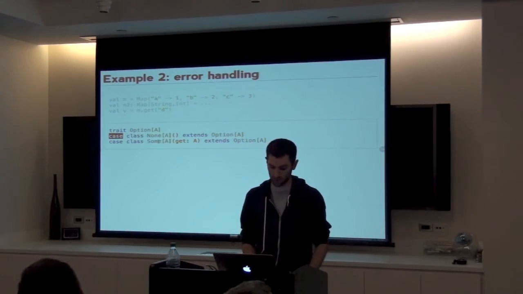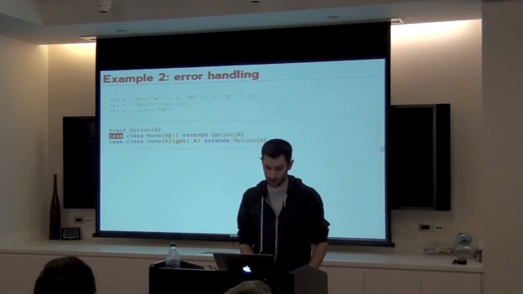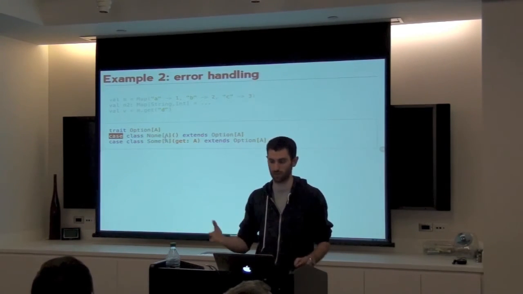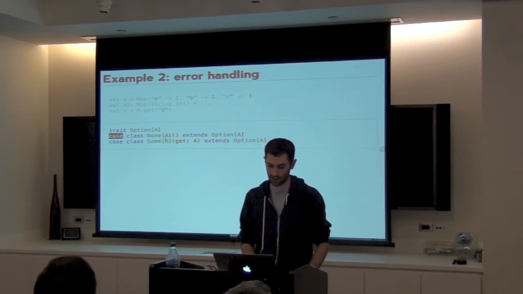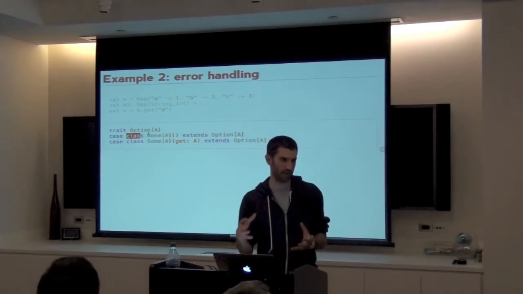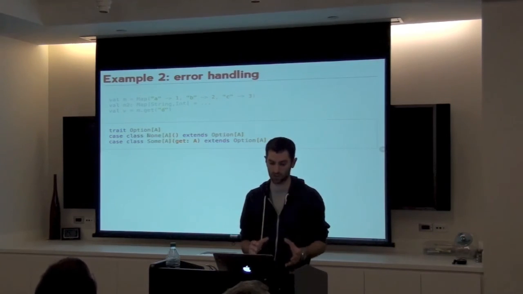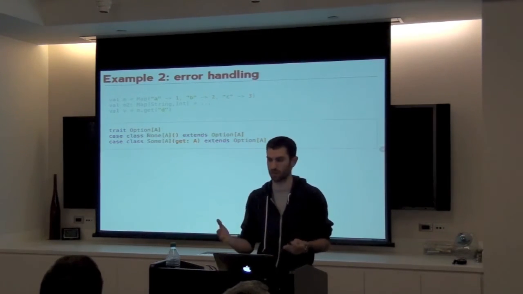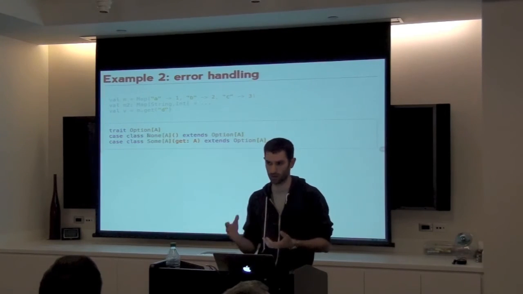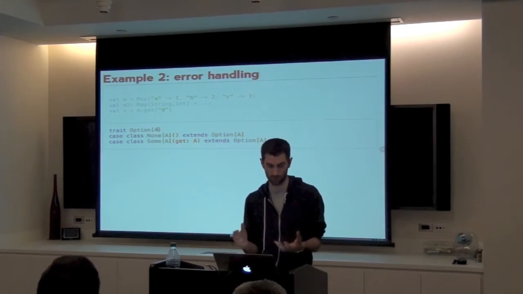Scala does a few different things for us. One is it'll actually generate hash and equals, so I can use them as keys in dictionaries and so forth. They get a nice toString function generated for us automatically. But that's actually not so important. What is important, though, is that we can now use these as patterns in a pattern matching expression. And so this is what we're actually going to return when we look something up in a map. We're not going to return null, we're not going to throw an exception, we're going to return an Option, an optional result.